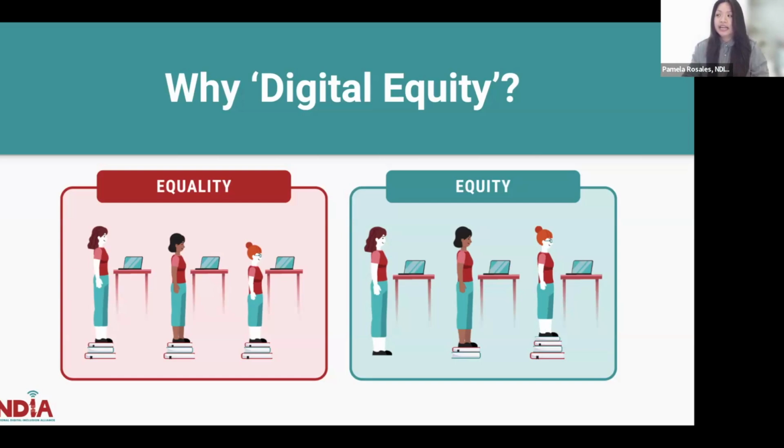So how to really understand what equity needs exist in your community is by connecting with community leaders, going to those anchor institutions, and really understanding it that way.